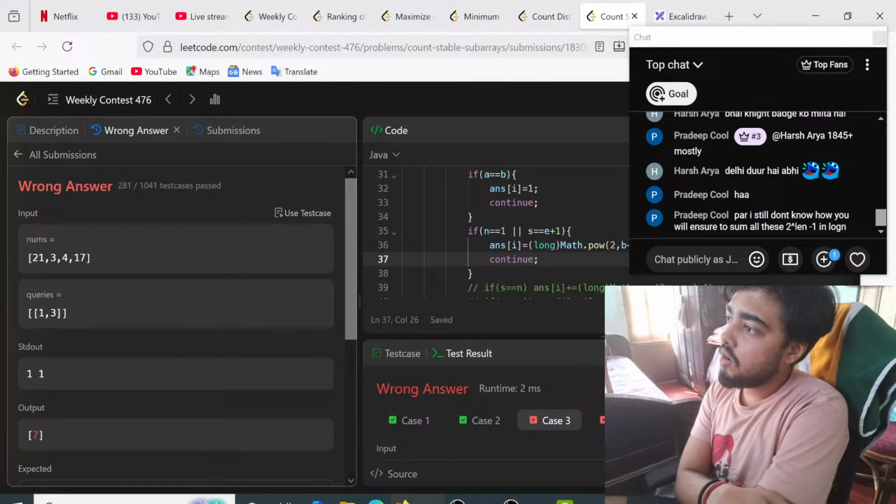But I still don't know how you will ensure to sum all these 2 to the power n in log n.